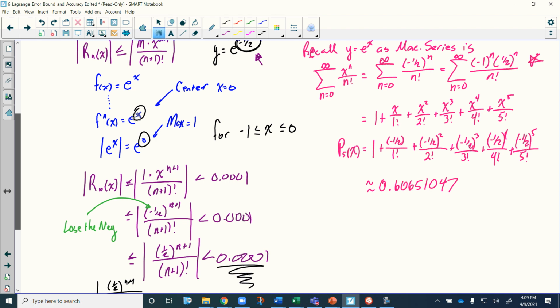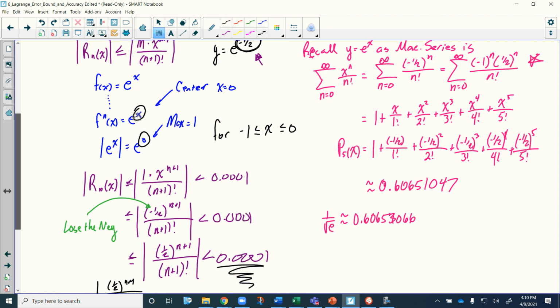And so what is that going to be compared to? Okay, well, we're comparing it to 1 over the square root of e. So on your calculator, if you type 1 over the square root of e, here I am getting 0.6065 3066.